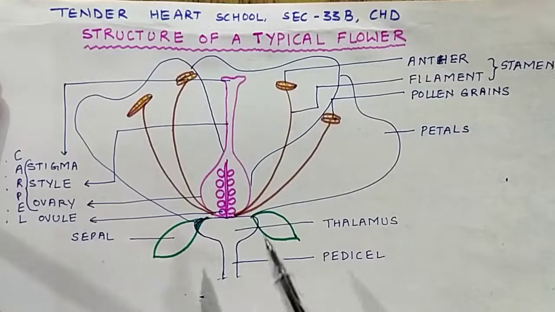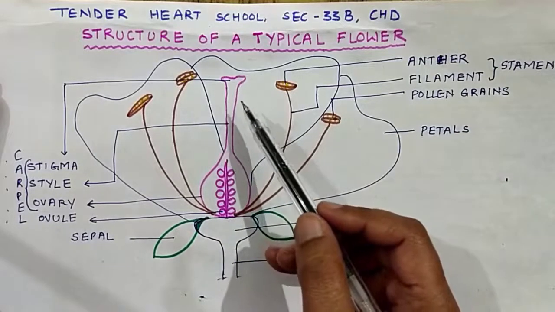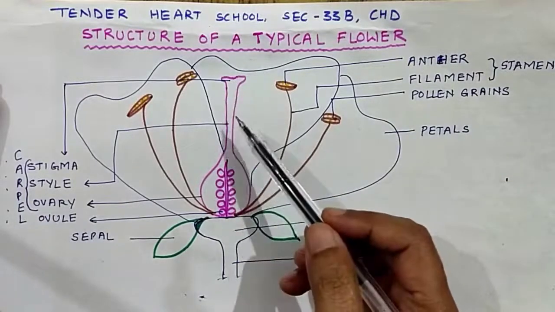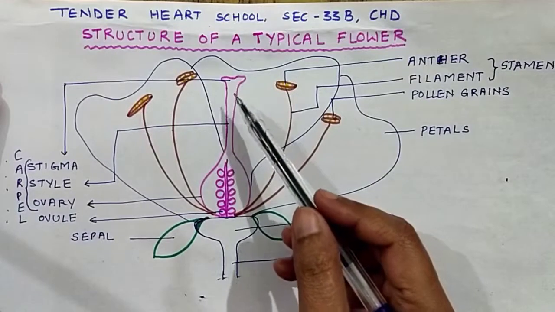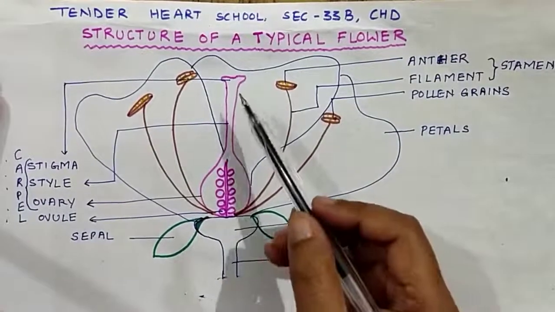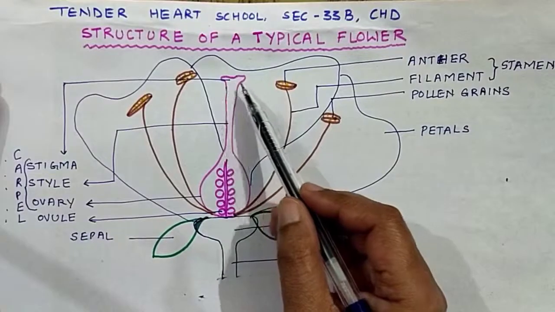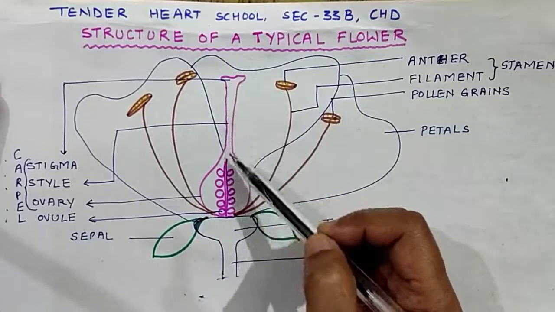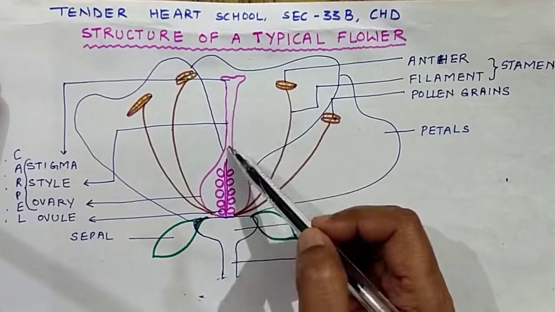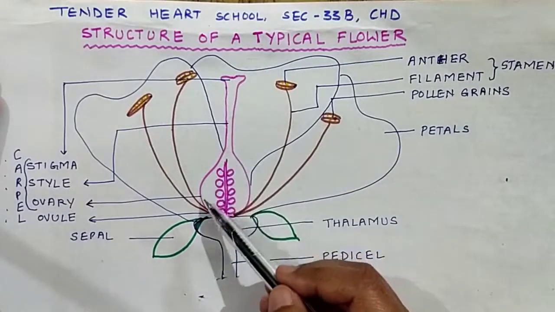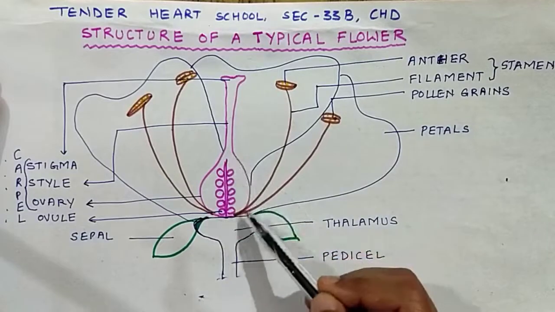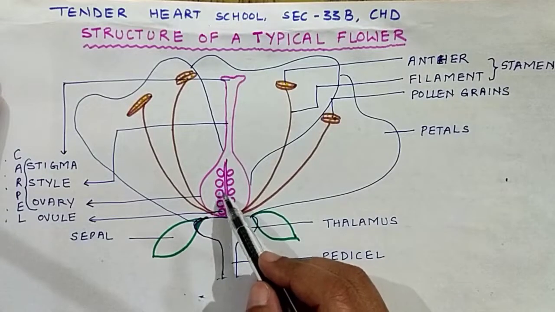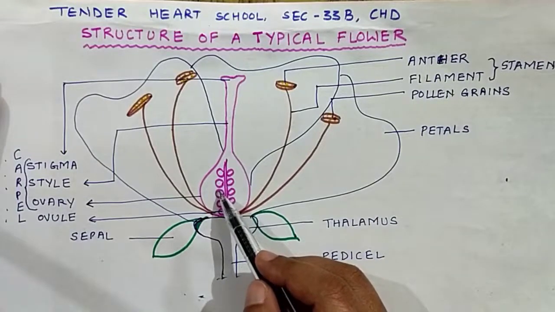Right? Now let us discuss the female and male parts of the flower. In the center of the flower, we have the female part, which is called the carpel. Carpel has the upper swollen region called the stigma. At the base of the stigma, we have this tubular region called the style. And at the lowermost region, we have the swollen structure, which is called the ovary. Ovary has inside it the ovules, the female gametes.